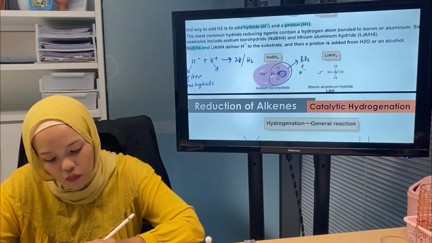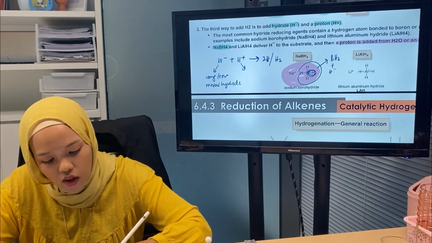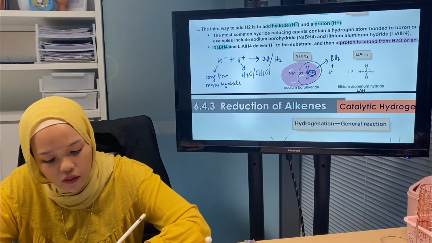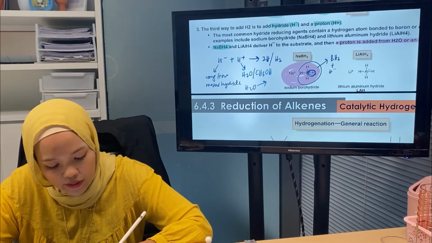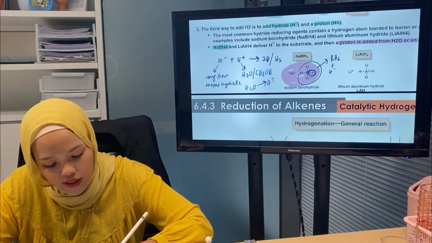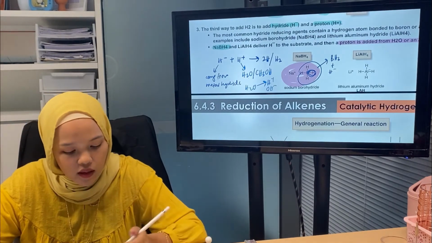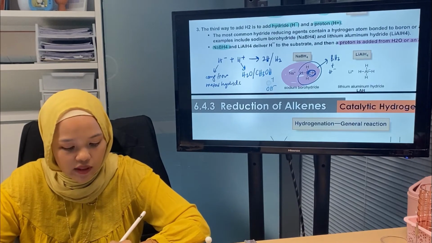The proton will be added from water or alcohol, for example methanol. Because water will become H plus and OH minus. The H plus is the one that is being taken. Actually it is H3O plus, but it's fine. We just want to make it easy for you.